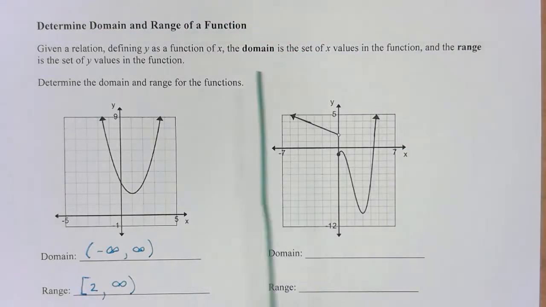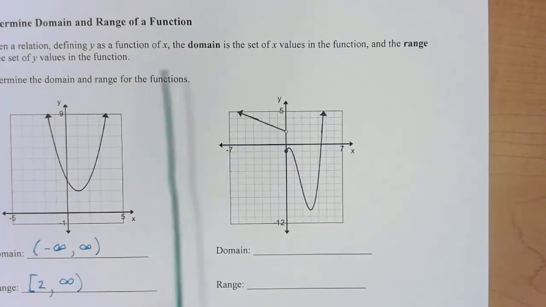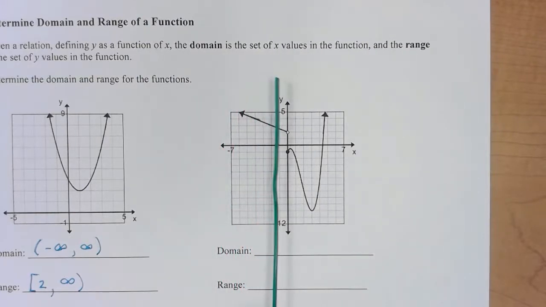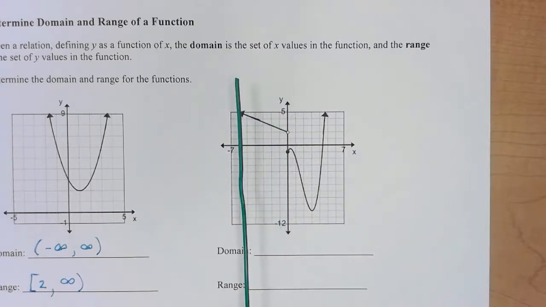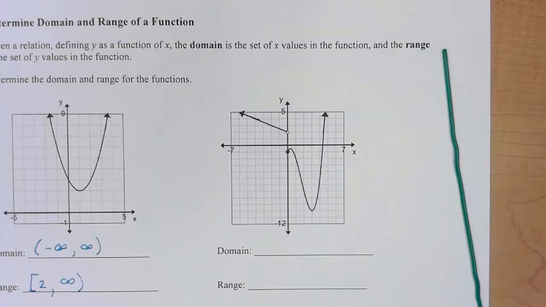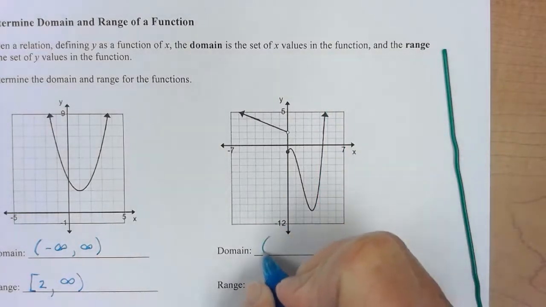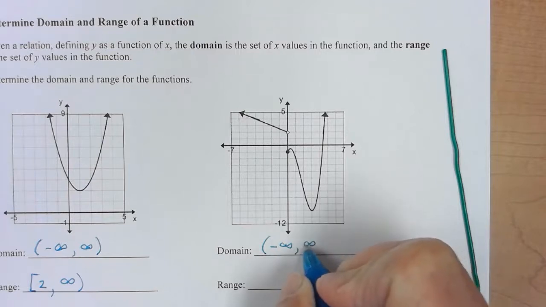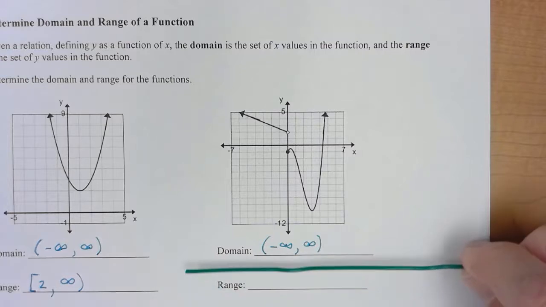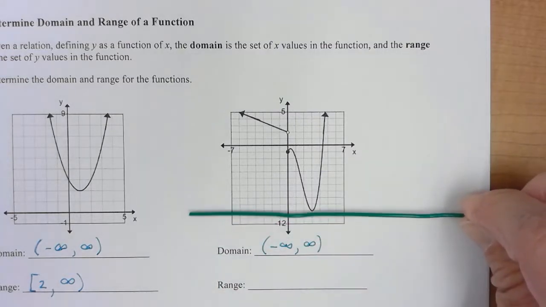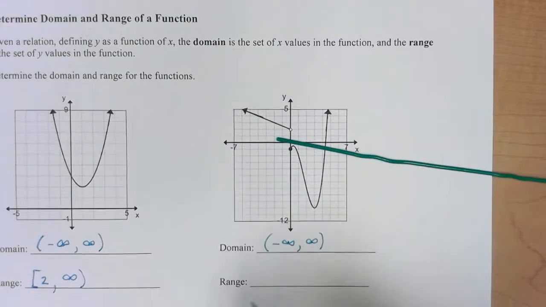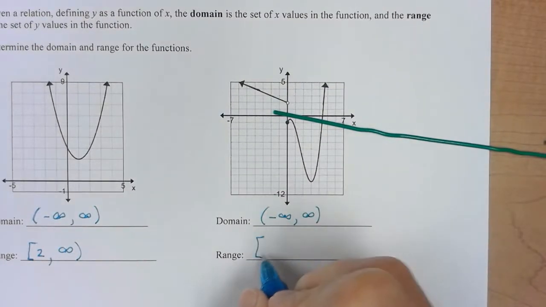So let's look at this next one. My domain, I'm coming in, I hit an arrow, that's negative infinity. Now where this one breaks off, it also picks up. So all the x values are being used, and I exit hitting an arrow. So my domain on this, again, is negative infinity to infinity. Let me scan my y's. As I come up this way, it looks like the first y value that I hit looks like a negative 10. And since it is being used, I'm going to use a bracket.